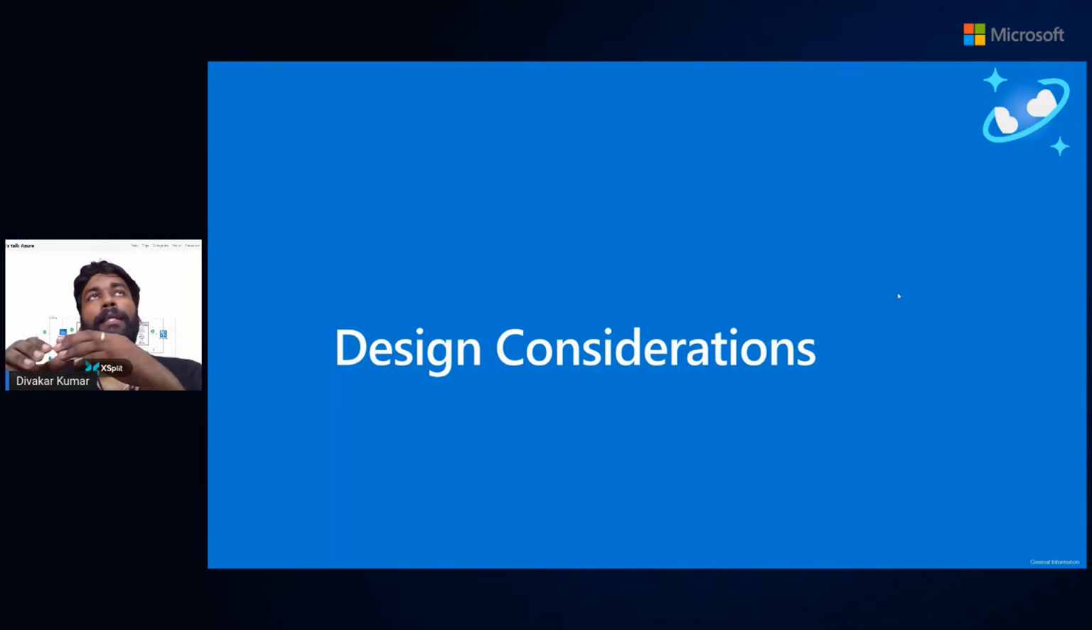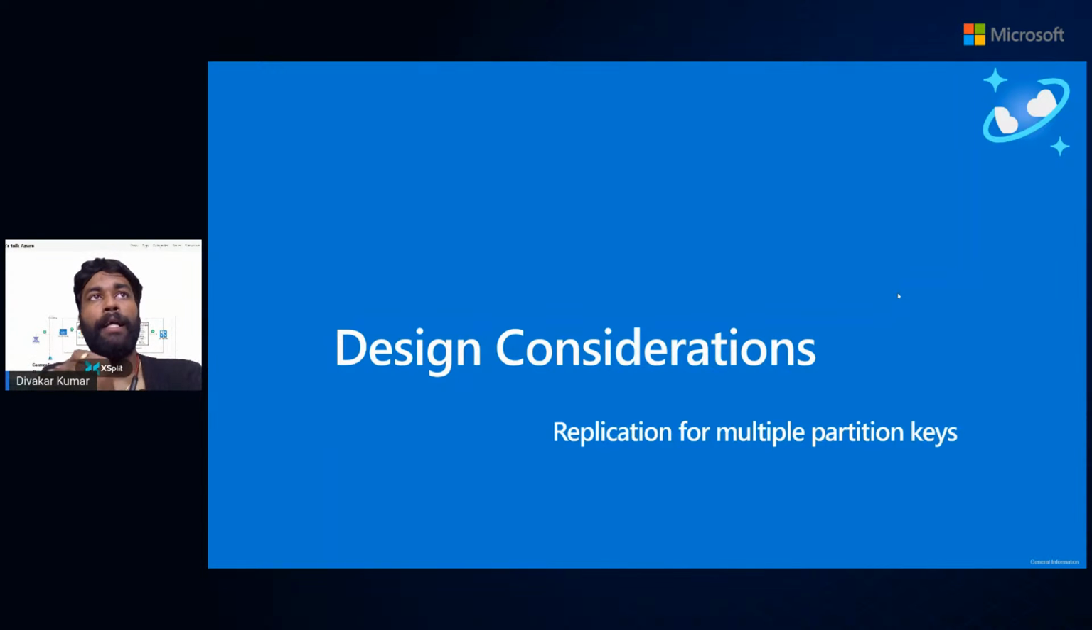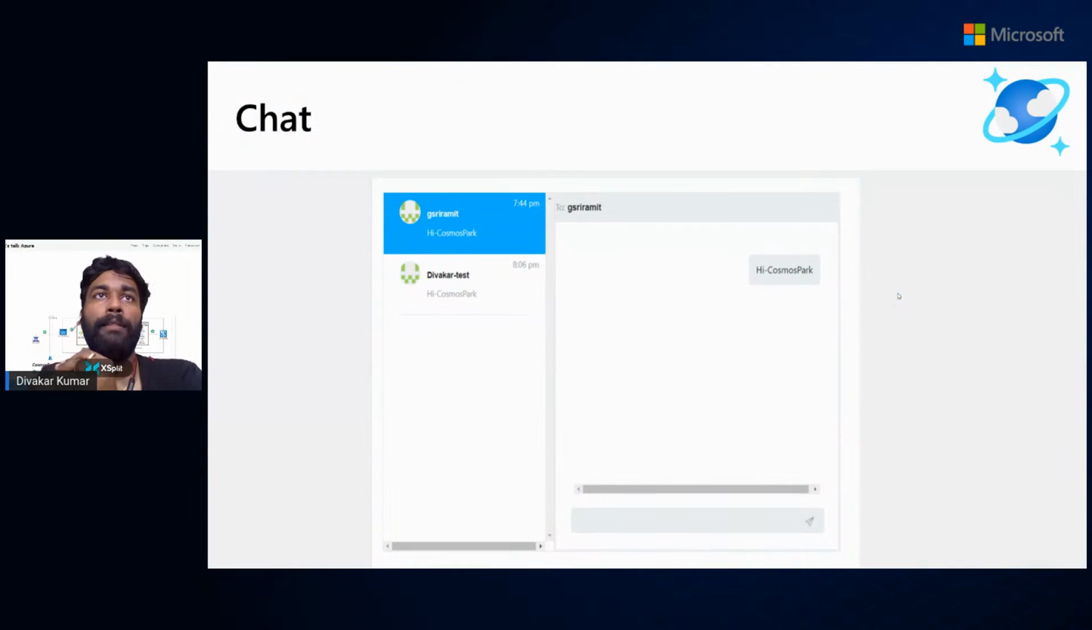So now let's consider some of the design considerations that I have taken when I was building the Cosmic Chat application. One of the main things I considered is replicating for multiple partition keys. What I mean by that is, consider this is going to be one portion of our application, the chat application.